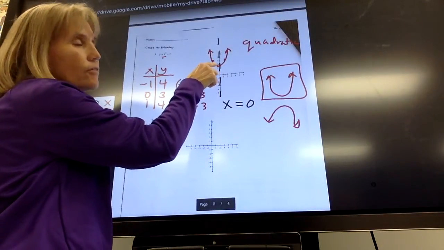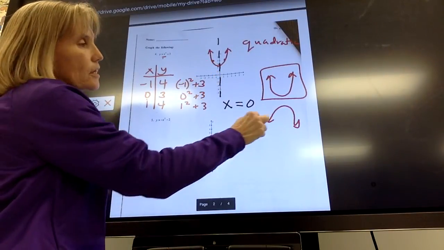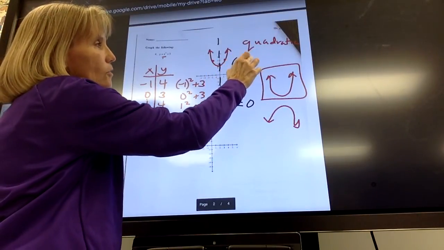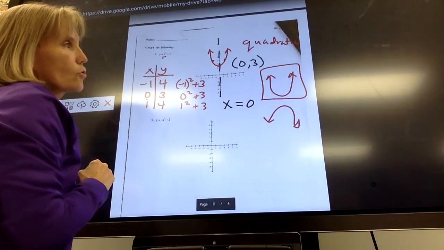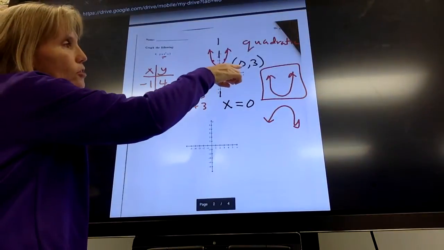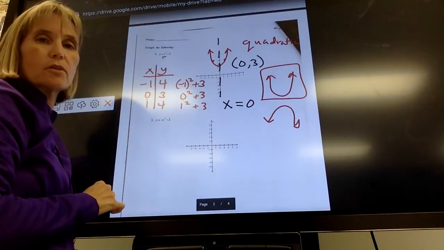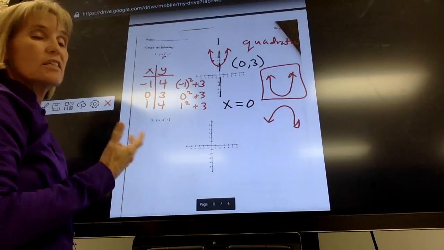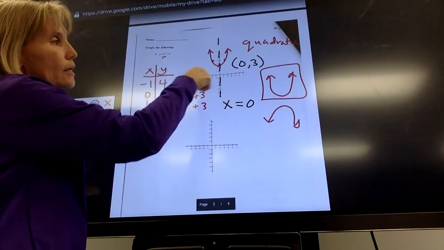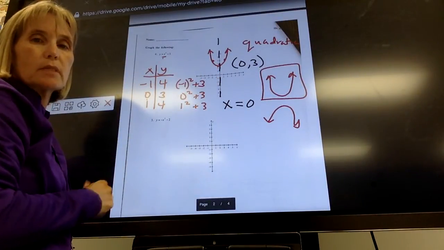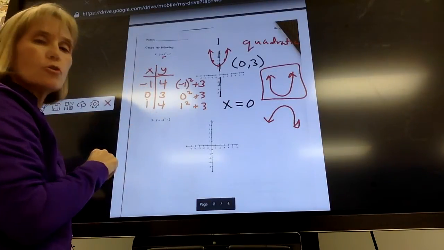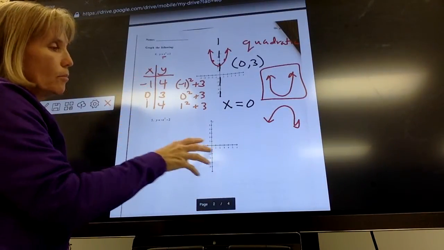The vertex is the very lowest point, or if it's concave down, it'd be the very highest point. In this case, the vertex is (0, 3). So things that we want you to think about when you're looking at parabolas are: where's the vertex, and what's the axis of symmetry. This has a y-intercept of 3. It does not have any x-intercepts, but sometimes parabolas will. These are quadratic equations. You're going to need to make a table of values and plot your points.